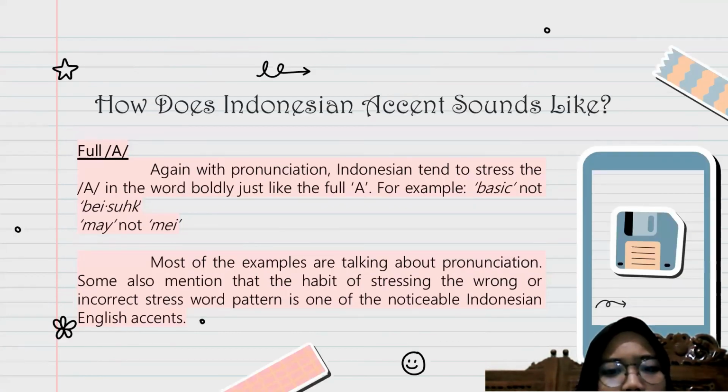And the last one is full A. Again, with pronunciation, Indonesians tend to stress the A in the word boldly just like the full A. For example, basic, not basic. My, not me. Most of the examples are talking about pronunciation. Some also mention that the habit of stressing the word or incorrect stress word pattern is one of the noticeable Indonesian English accents.